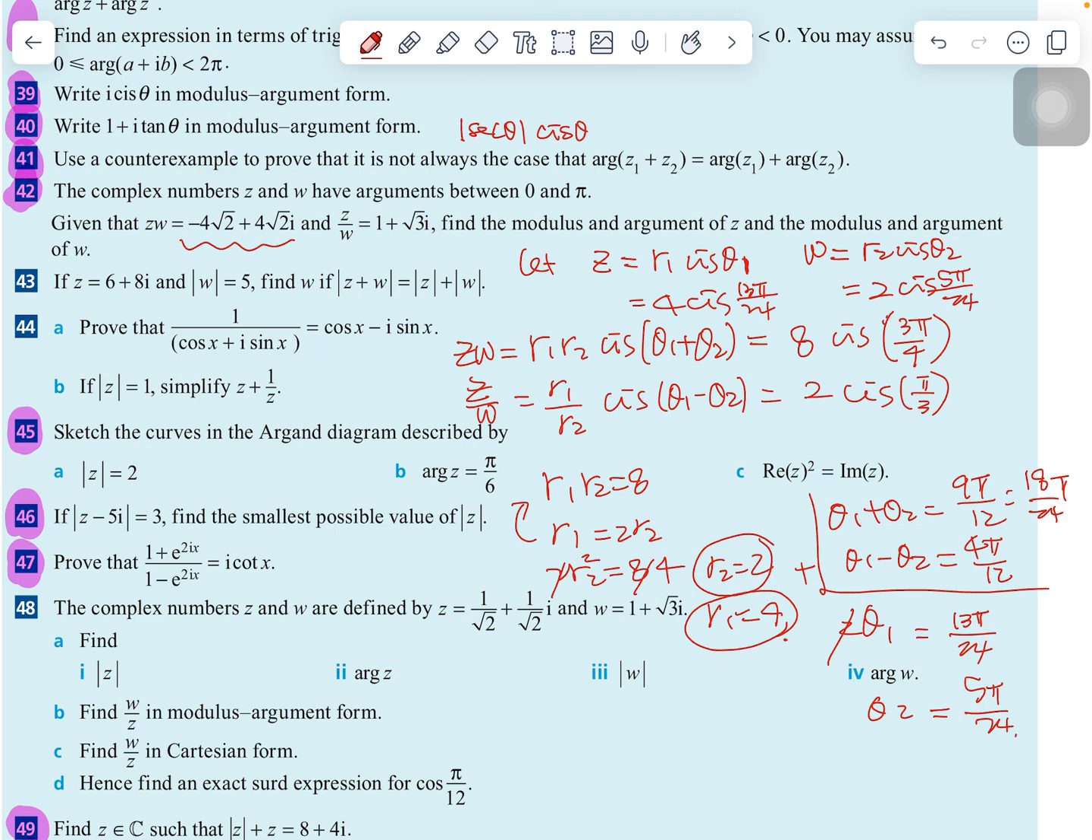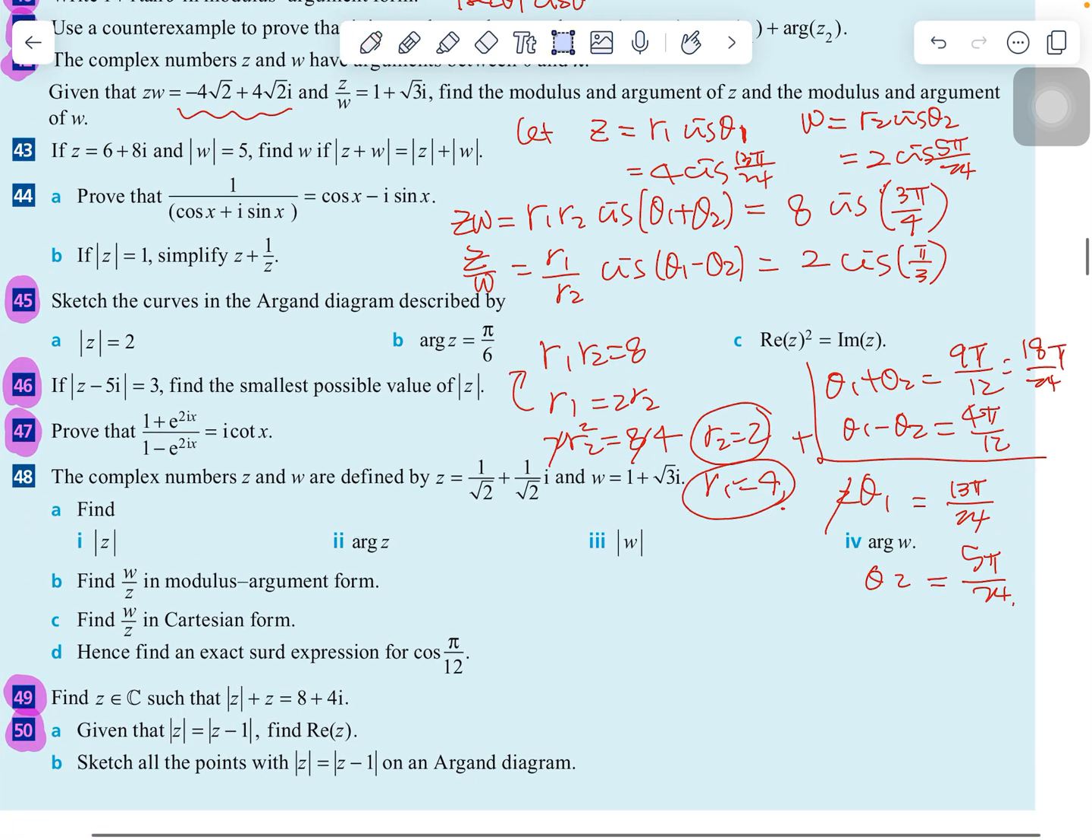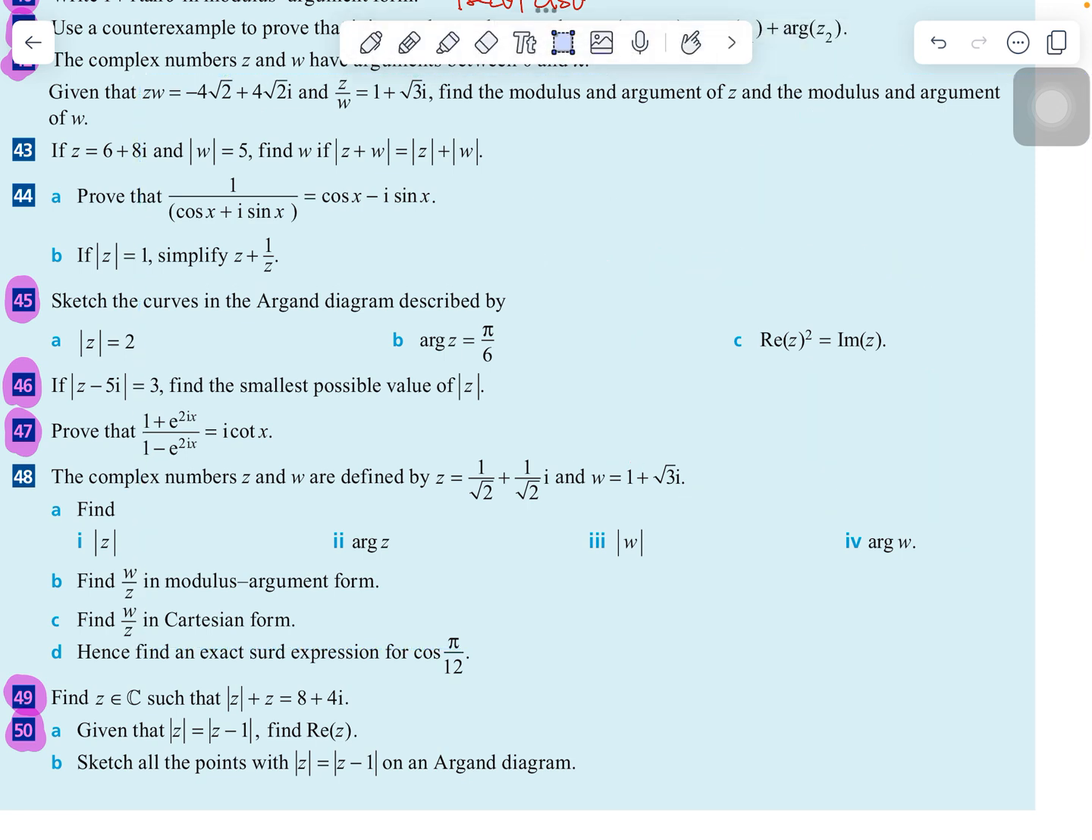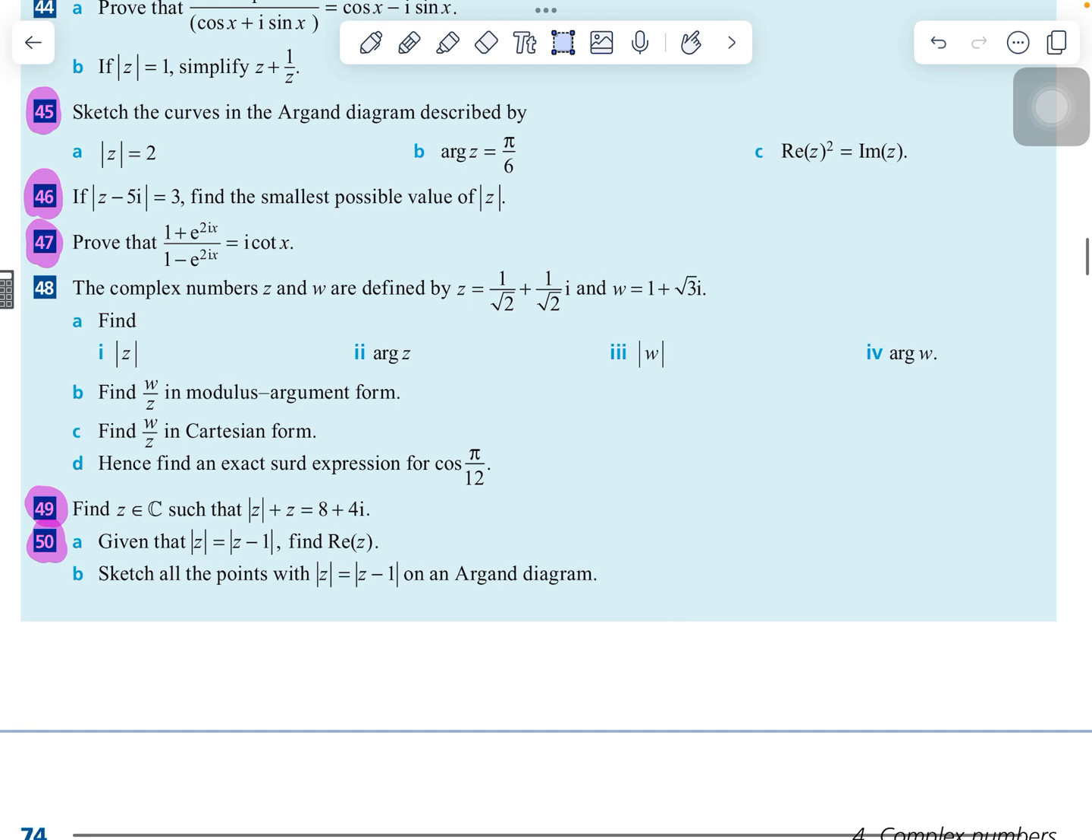Let's go to number 45. Sketch the curves. The modulus of z is 2, which means the distance from the origin is 2. So all the points along this circle are possible: 2, 2, negative 2, negative 2. Argument of pi over 6, like this.